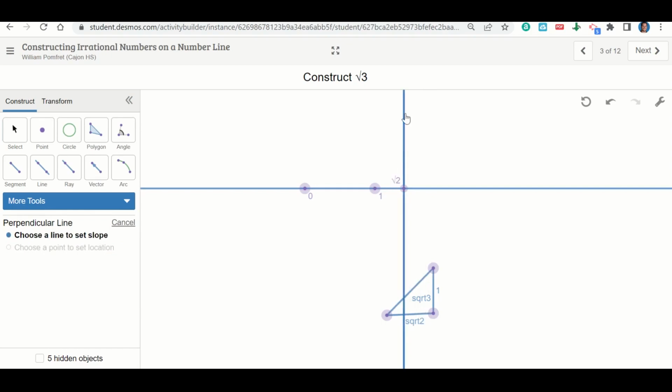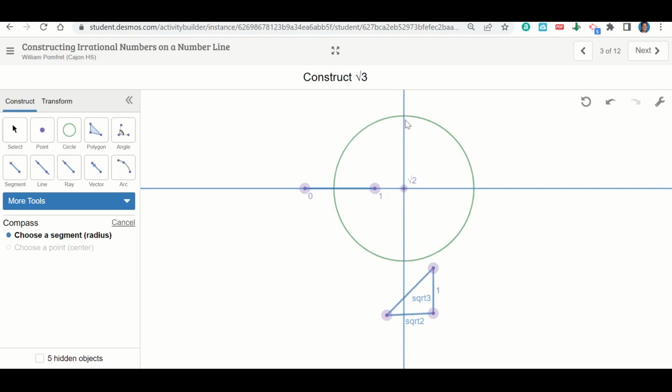Now I need to make this length here 1. So I'm going to make a segment that goes from 0 to 1, so that I can use that as my radius. I'm going to go to More Tools, Compass. I want this length here. Notice if I put it here at 0, it goes through 1. And I want that to go with the center at square root of 2, right there.